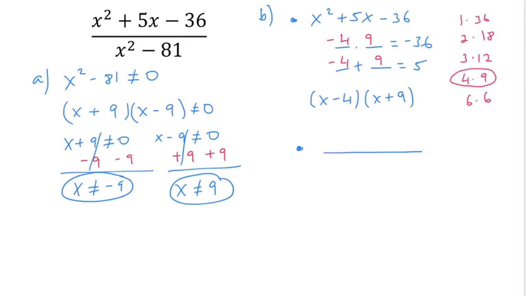So the top, we have x minus 4, x plus 9. The bottom we factored already in part A, which is x plus 9, x minus 9. So here, x plus 9 cancels out. So our answer is x minus 4 over x minus 9.